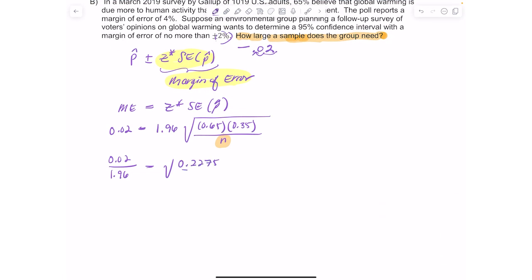Okay, now I need to get to that n. To do that, I need to get rid of the square root. In order to get rid of the square root, you're going to use the inverse and square both sides. So far that's what I have. What I'm left with is this. The square root's gone, and you're left with that.